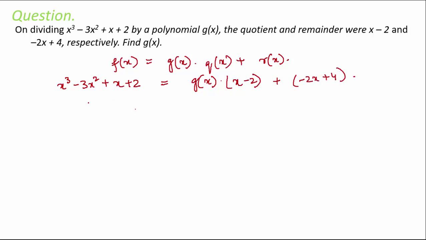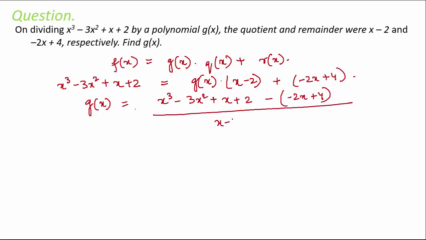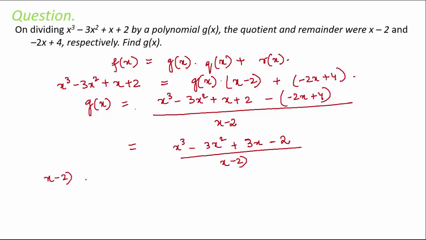So now in this case we can say that g(x) is equal to x cube minus 3x square plus x plus 2 minus 2x plus 4, this entire thing divided by x minus 2. So this comes out to be x cube minus 3x square plus 3x minus 2 divided by x minus 2. So we just need to do the division now. So x minus 2 is dividing x cube minus 3x square plus 3x minus 2.